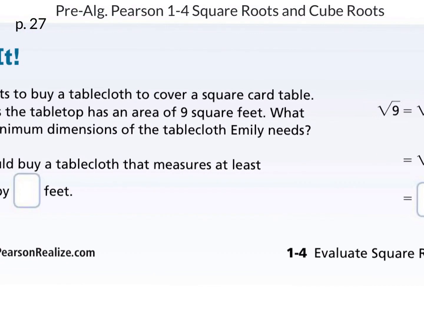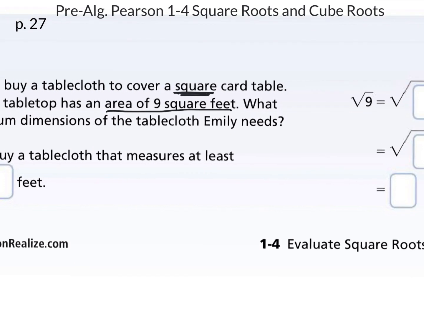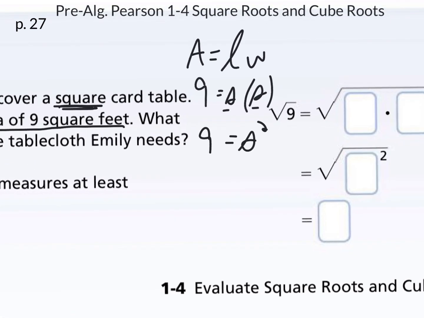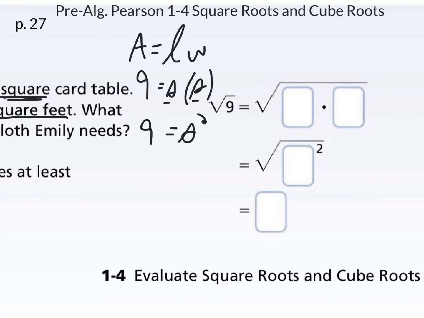So first of all, since it's square, we know the length and the width are going to be the same. We know it's got an area of 9 square feet. So once again, we're thinking area is length times width. Length and width are the same, and the area is 9. So a number times itself that equals 9, okay? So a number times itself that equals 9, that would be the square root.